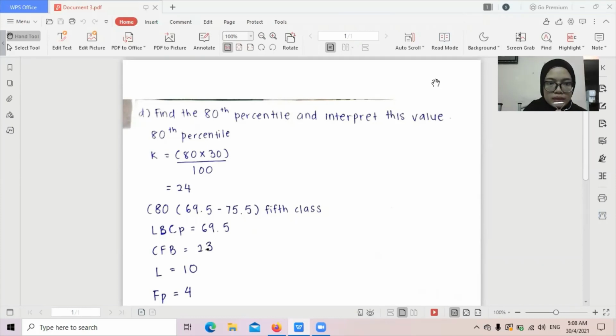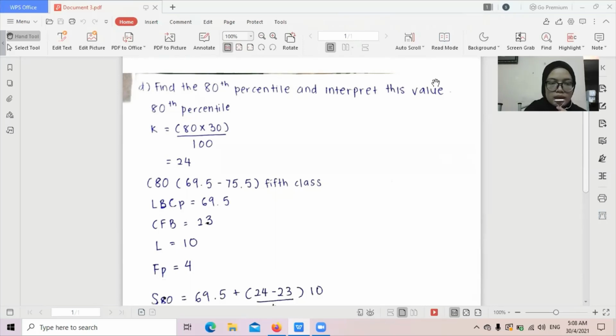Next, I will explain question D. Find the 80th percentile and interpret this value. Firstly, we need to find K. So bracket 80 multiply 30, bracket divide 100. So the answer is 24.